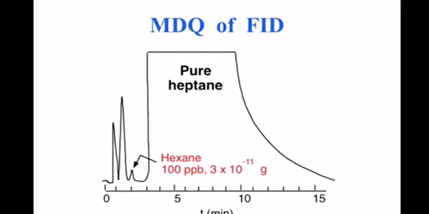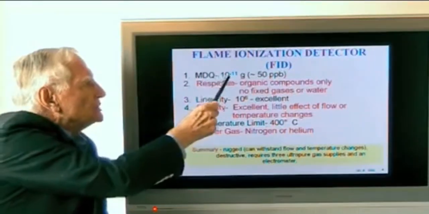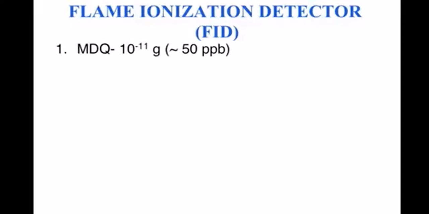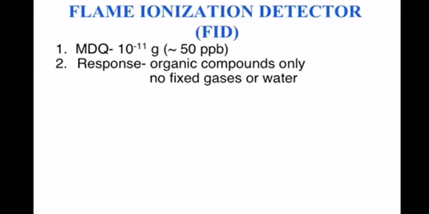If we summarize the flame ionization detector, the minimum detectable quantity is around 10 to the minus 11 grams, or about 50 parts per billion. The type of response is only organic compounds. Organic compounds which can be combusted to carbon dioxide, no fixed gases or water, no inorganic compounds. The linearity, that range over which the peak area is directly proportional to concentration, is excellent. A million-fold range of linearity, thus one of the best detectors for quantitative trace analysis.